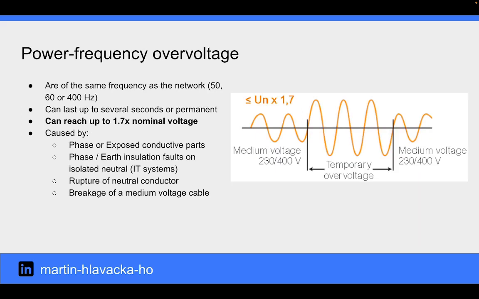The second type is power frequency overvoltage, which is the same frequency as the network and can last for several seconds or be permanent. This type of overvoltage can reach up to 1.7 times the nominal voltage and is caused by exposed phase or conductive parts, phase or earth insulation failures on insulated neutral, breakage of neutral conductor, or breakage of a medium voltage cable.